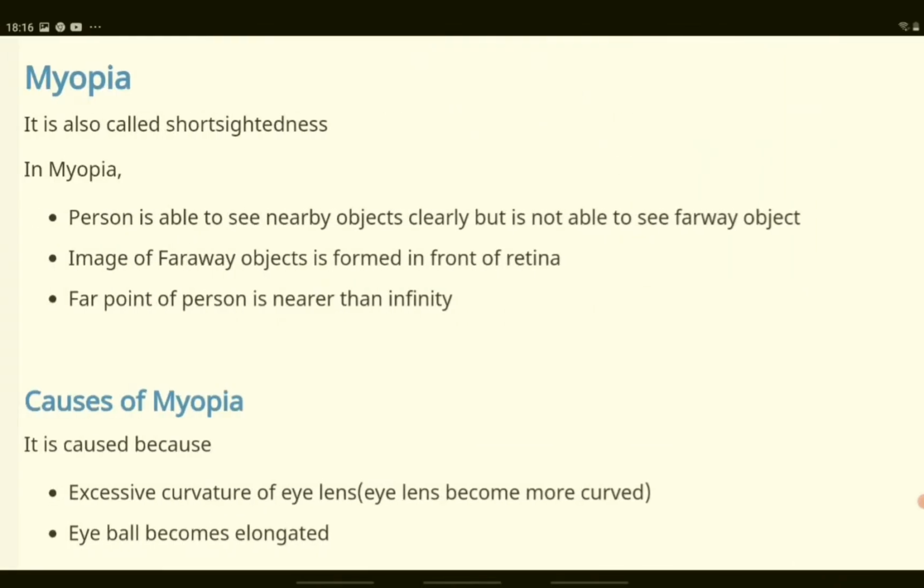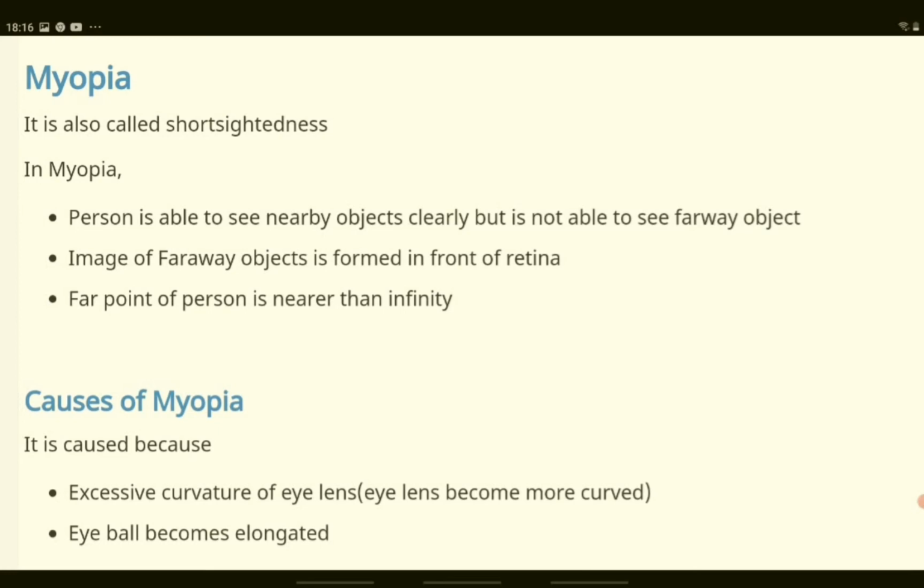So what is myopia? Myopia is called short-sightedness. In myopia, the person is able to see nearby objects clearly but is not able to see faraway objects clearly. The far objects appear to be blurred. The image of faraway objects is formed in front of the retina. So in myopia, the image is always formed in front of the retina. It is very important: the far point of the person is nearer than infinity.